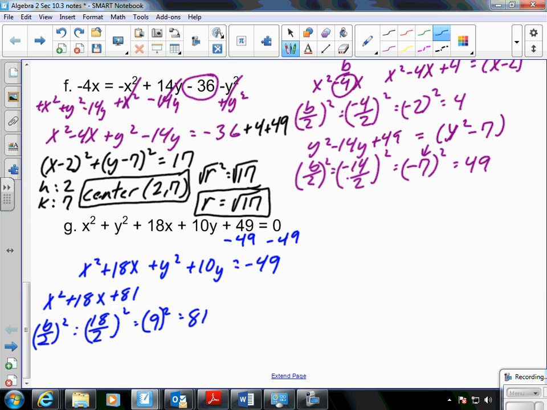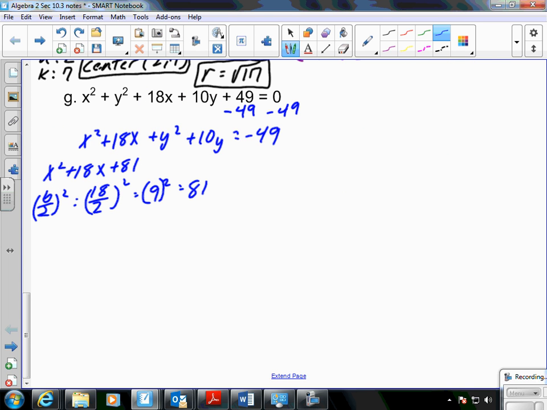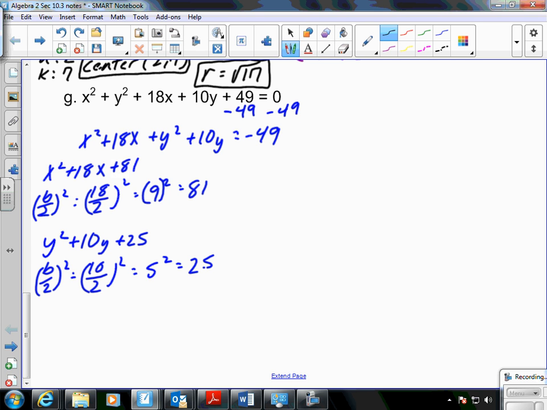And then do the same process with my y's. So I've got y squared plus 10y, and my b is going to be 10, so b over 2 squared is going to end up being 10 over 2 squared, which is going to be 5 squared, which comes out to be 25. So plus 25. And so we're adding 25 to each one of those equations. So I've got to add 25 and 81 to the right side of the original equation.